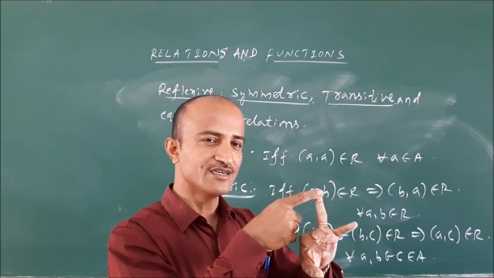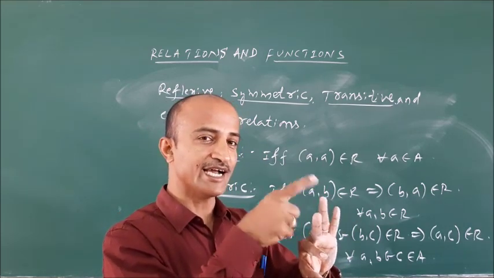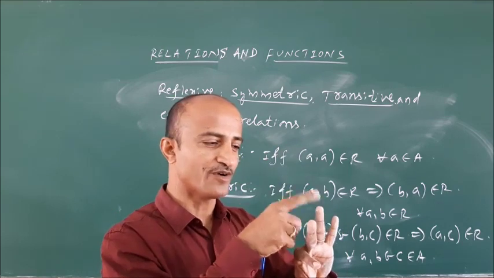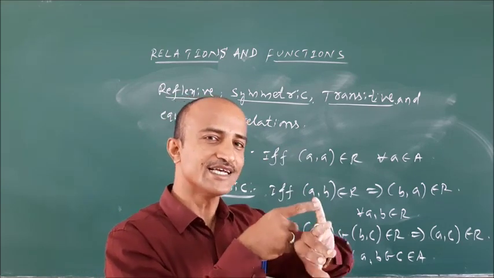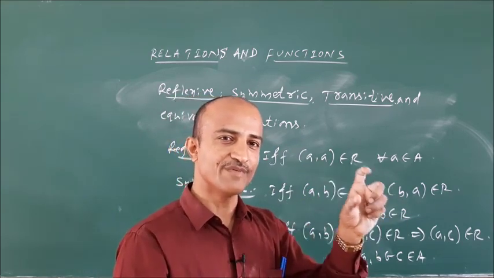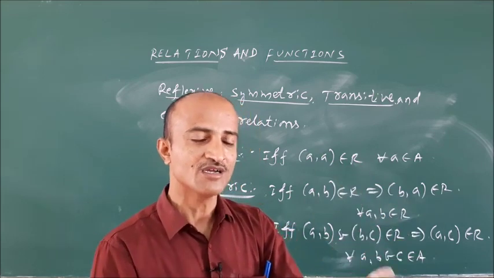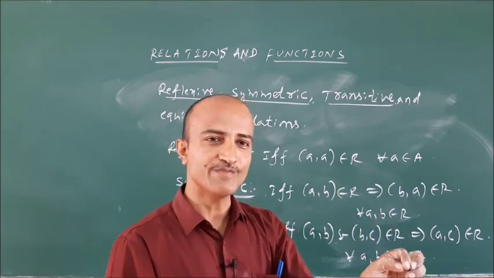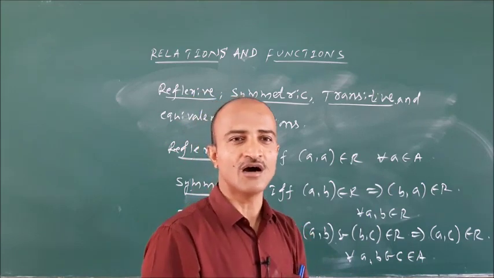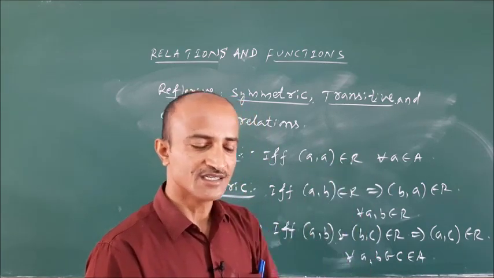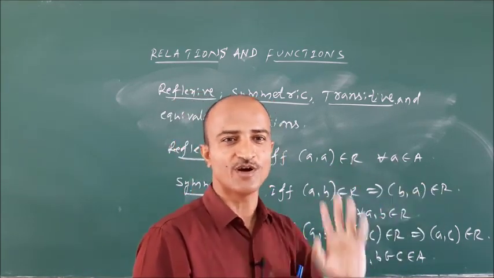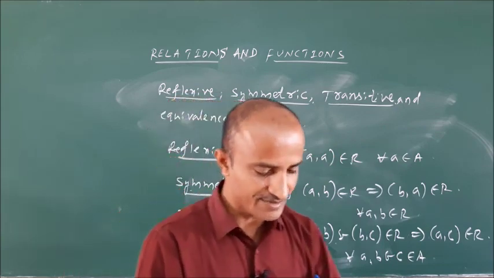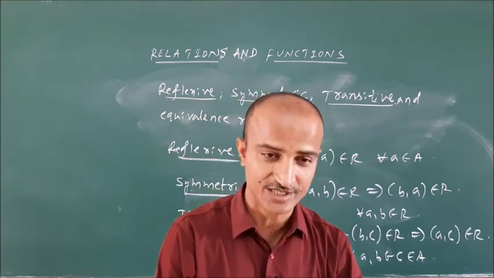Whereas in symmetric, if (a, b) belongs to R, then it has to imply (b, a) belongs to R for all a, b belongs to A. Whereas in transitive, if (a, b) belongs to R and (b, c) belongs to R, then it has to imply (a, c) belongs to R. If we know these conditions, then we can easily solve the problems. Now we shall take some examples and solve those problems.